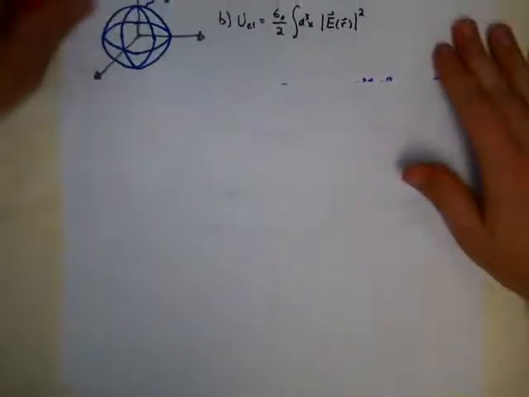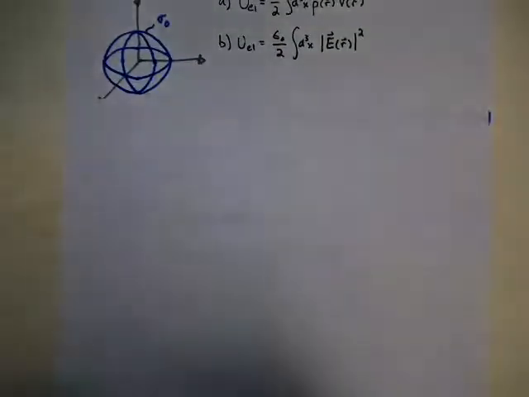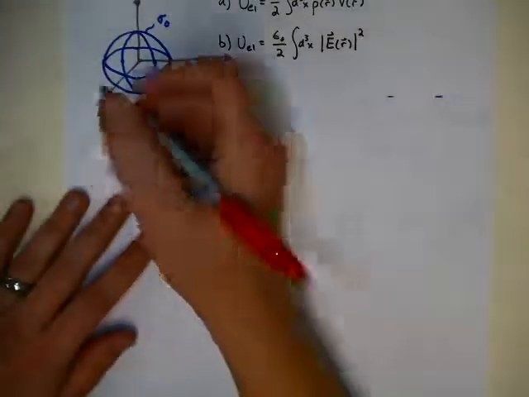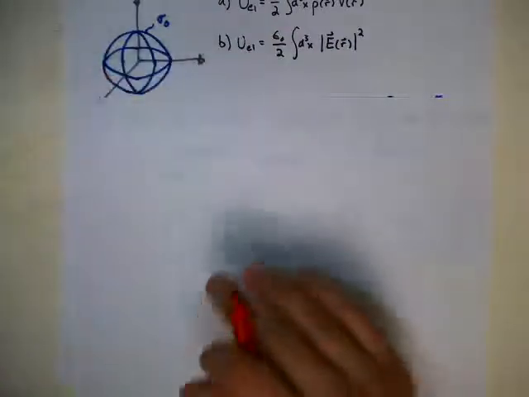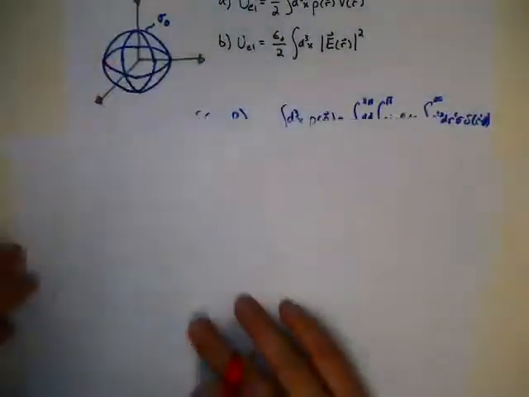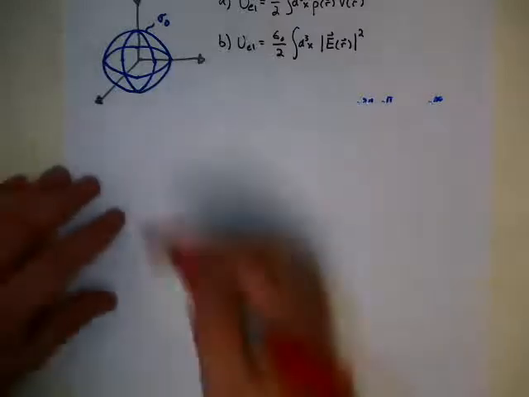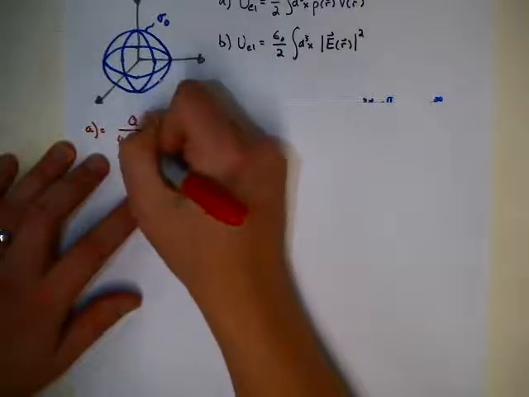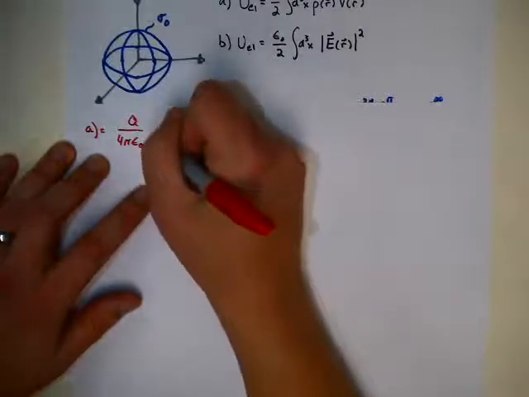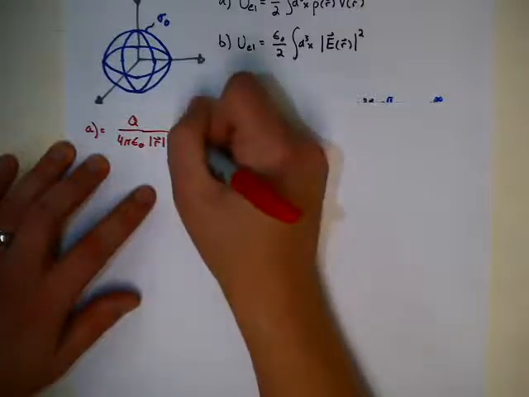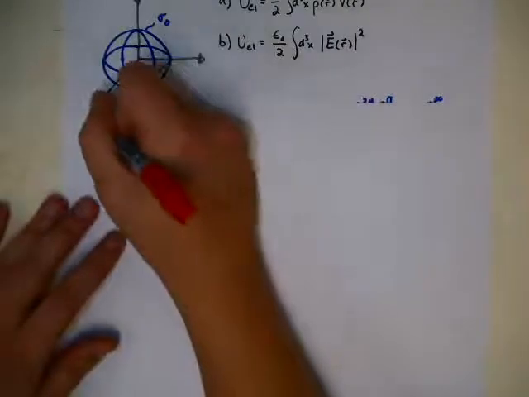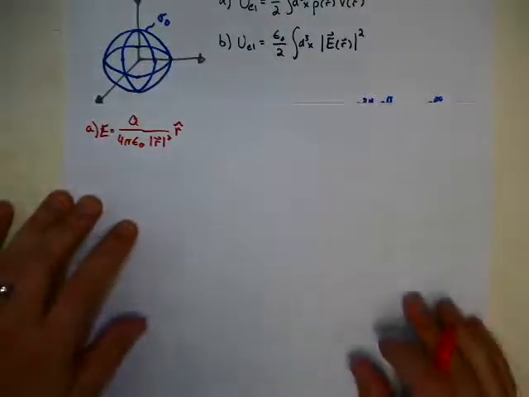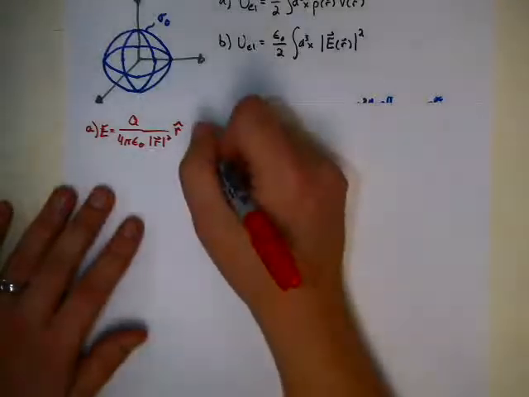In order to do part B, I need to find the electric field everywhere. But the electric field everywhere isn't going to be that hard to find. I know the electric field. I'm going to cheat a little. I know the electric field in spherically symmetric cases needs to be Q over 4 pi epsilon naught over r squared r hat. This is what the electric field is in spherically symmetric cases, where Q is the charge enclosed.